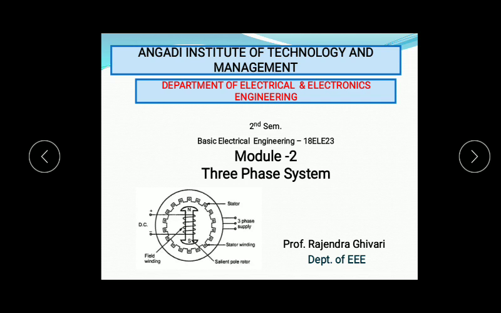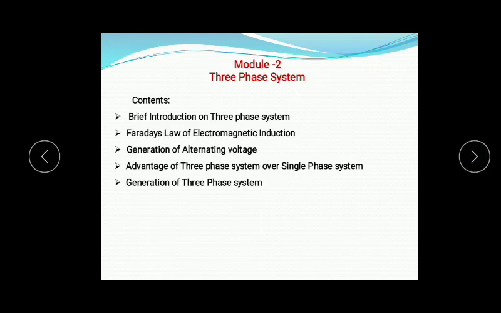Today we'll be looking at Module 2, second chapter, three-phase system. The contents of this chapter are a brief introduction on three-phase system, Faraday's law of electromagnetic induction, generation of alternating voltage, advantages of three-phase system over single-phase system, and generation of three-phase system.